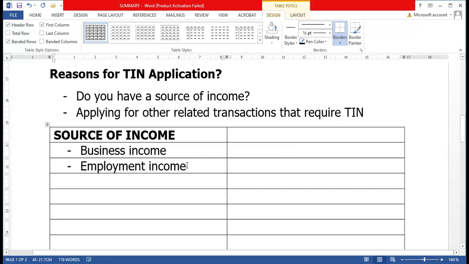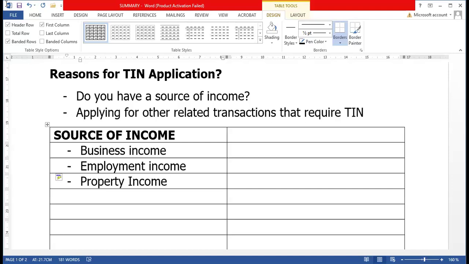If you are employed somewhere, you will need a TIN for purposes of PAYE. If you have investments, you're owning some properties, you're owning some rentals somewhere, you need to pay rental tax. It could be that you invested somewhere.